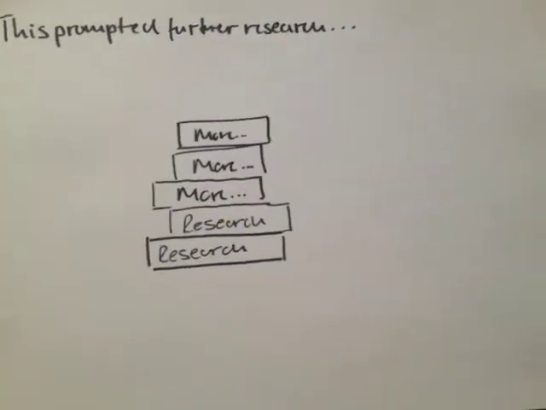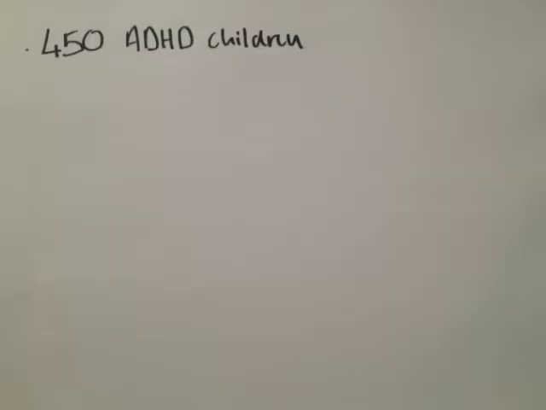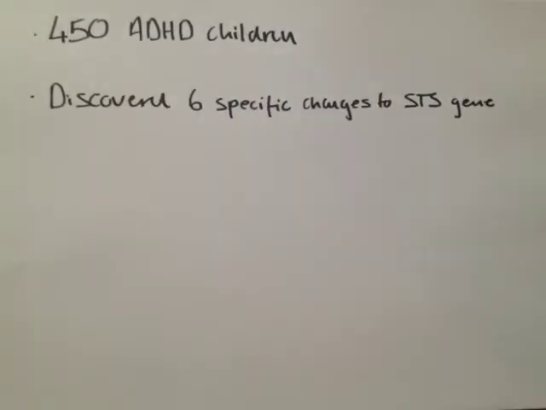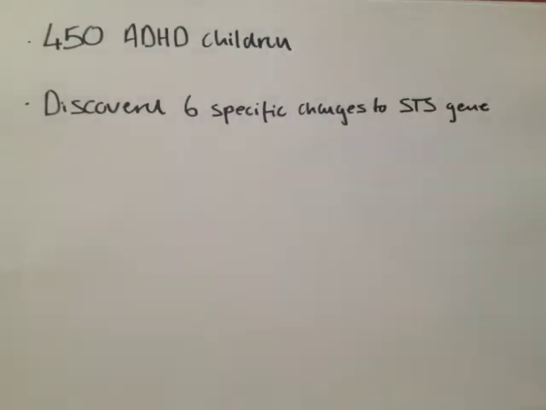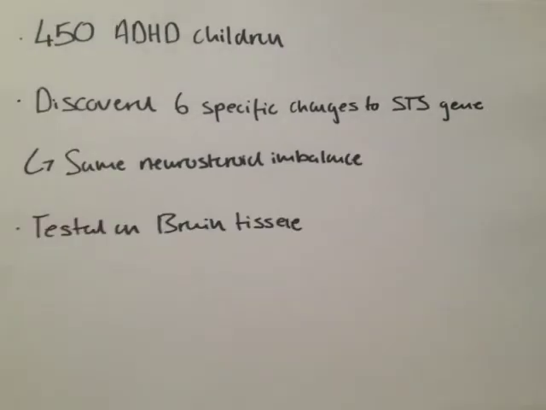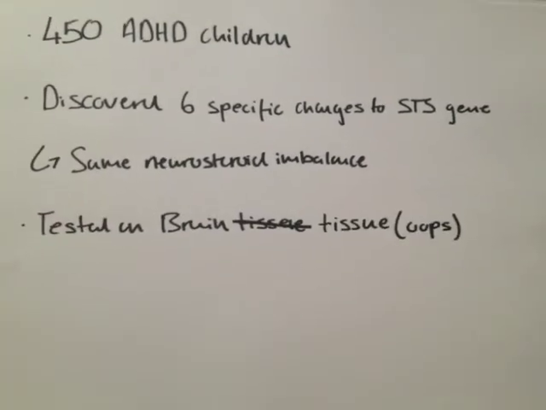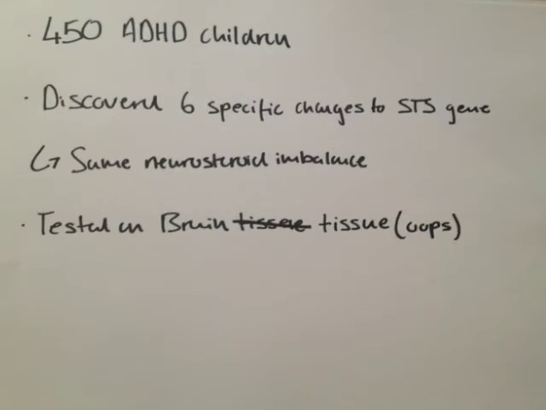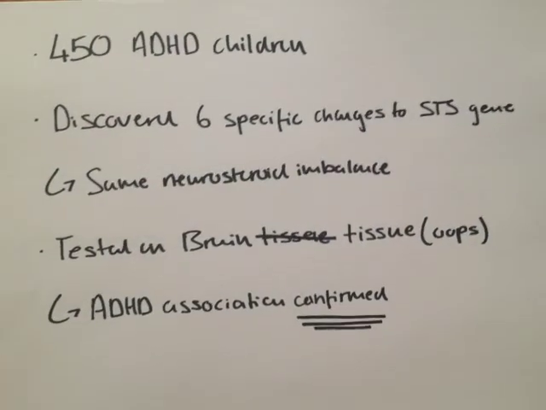In a study using 450 ADHD children, they discovered that amongst a variety of changes, at least 6 specific changes to the STS gene were associated with ADHD, and detected a neurosteroid imbalance in serum samples. Tests on brain tissue showed that changes in the gene resulted in the same imbalance seen in boys with X-linked ichthyosis. An ADHD association was confirmed.